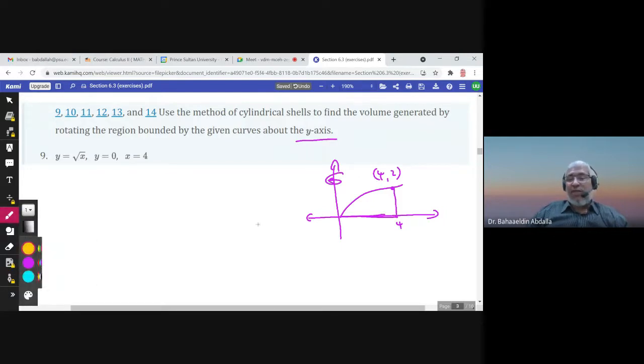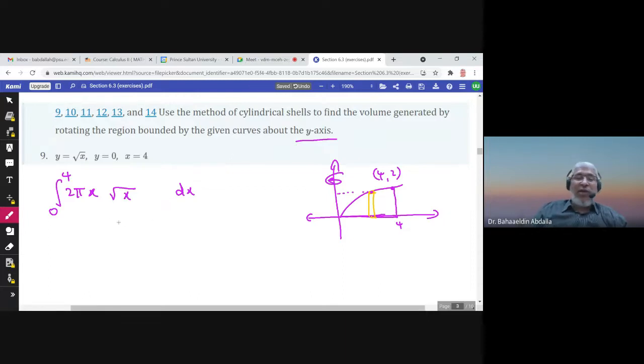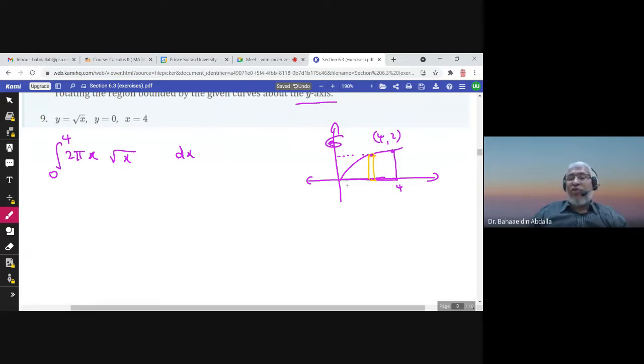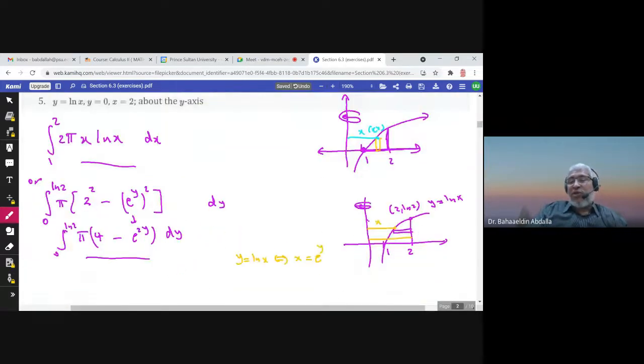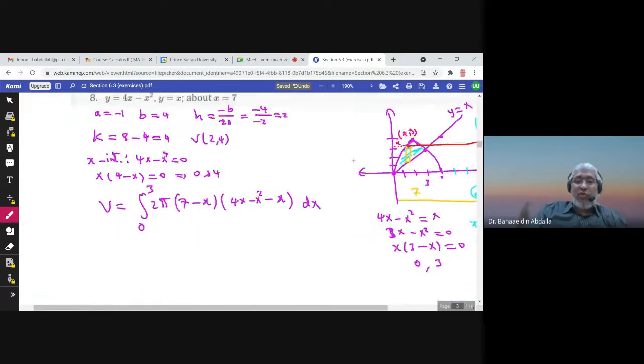Using cylindrical shells, I choose a rectangle parallel to the y-axis, the axis of rotation. So the width of the rectangle is delta x, change it to dx. X from 0 to 4, 2 pi times the radius, which is the distance from here to here, which is x, times the height of the rectangle, which is f of x, or square root of x. So this will give you the volume. I can use disk and washer here, and it would be similar to this question. Okay, it's similar to this one, so I'm not going to do it.